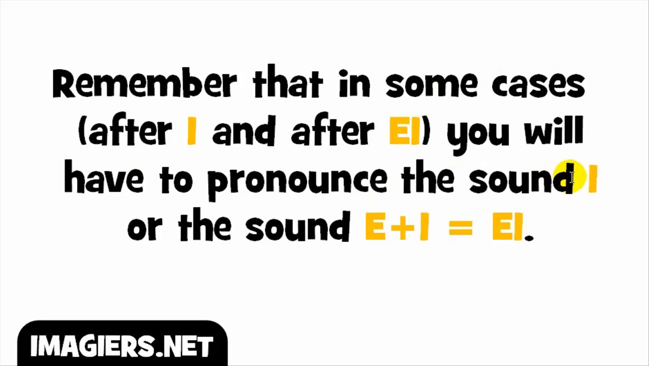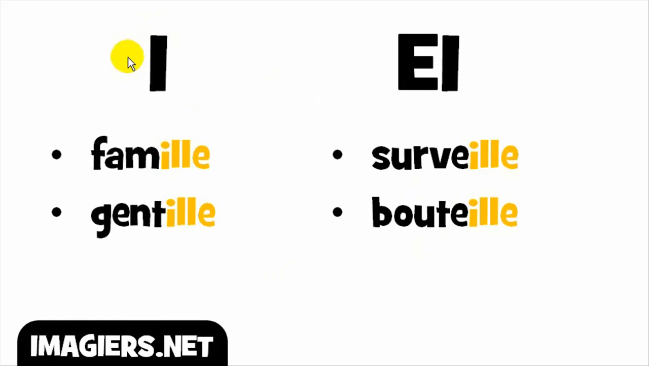Remember that in some cases after I and after E, you will have to pronounce the sound I or the sound, so when you combine this vowel E plus the vowel I, you get the sound E. Let's see now a few examples. So with this I vowel, you get the Y, but you will pronounce this I, so you get famille.